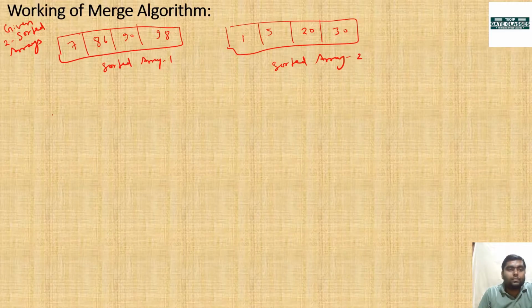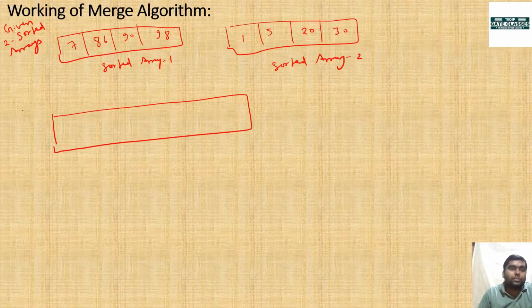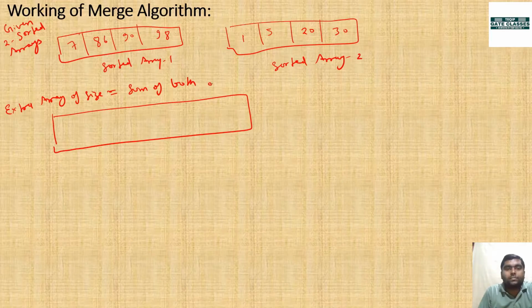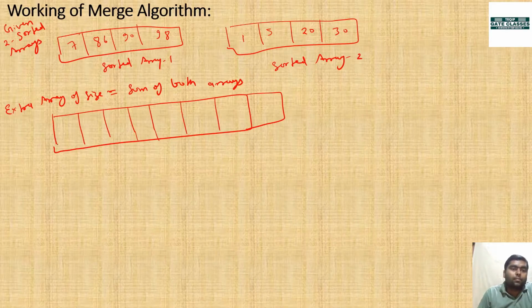Finally, what we are taking? We are taking one extra array of size equal to the sum of both arrays. तो दोनों arrays के sum के equal हमने इसका size दिया. So what will be the size of the resultant? 8. So 1 2 3 4, and after that 5 6 7 8. Now what will happen?